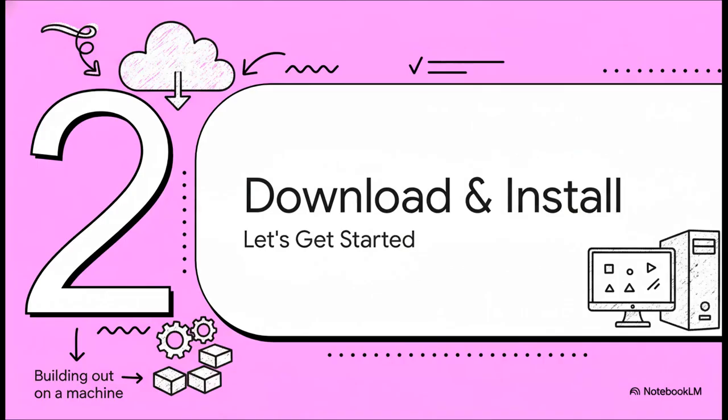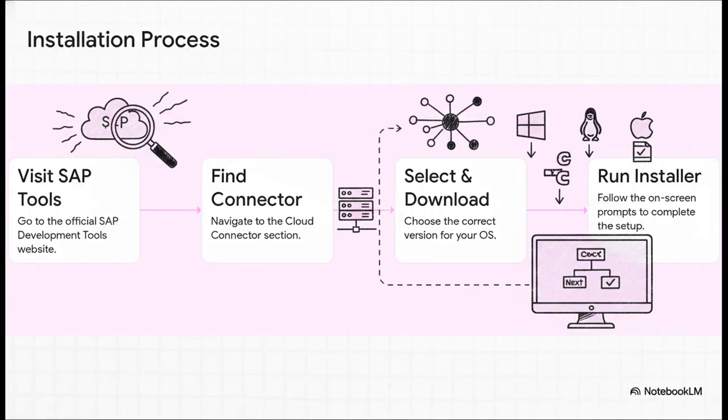All right, checklist is done. We've got everything we need. Now for the fun part. Let's get this thing downloaded and installed on our machine. This part is a total breeze, I promise. You just head over to the SAP Development Tools portal, find the Cloud Connector, and grab the installer that matches your operating system, whether it's Windows, Linux, or macOS. Once you have it, just run the installer and pretty much click Next through the setup wizard.